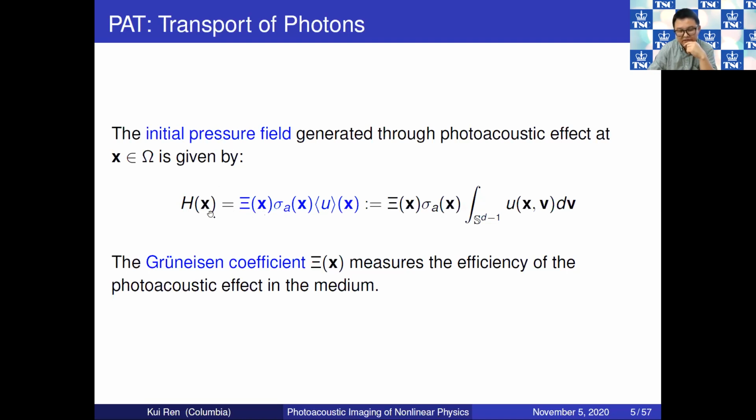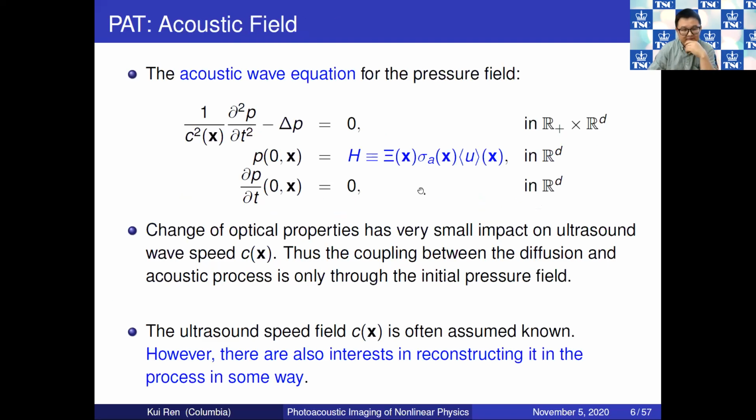So again, the data here, or at least on this level, so the absorption is the pressure field generated is proportional to the absorption coefficient, the solution of the transport equation, but averaged over the velocity, times another coefficient. This is a Grüneisen coefficient. That is another physical coefficient that people are interested in reconstructing. So after you generate this initial pressure field, then it gets propagated.